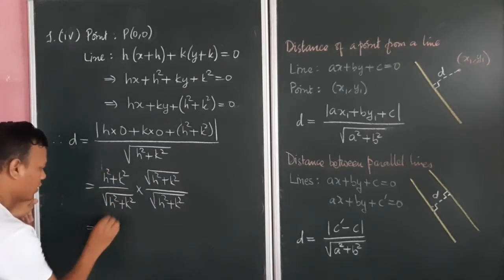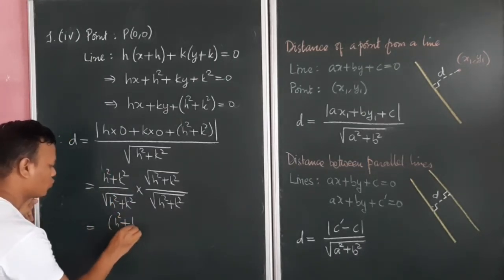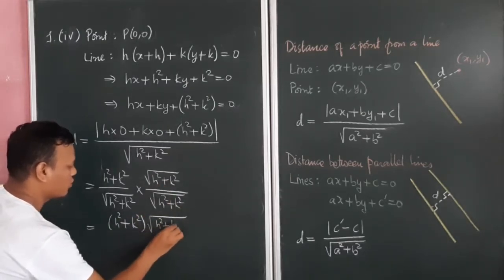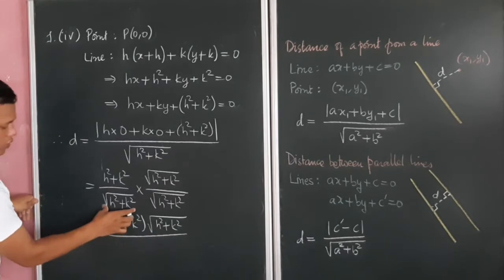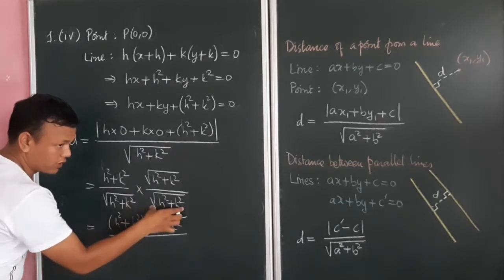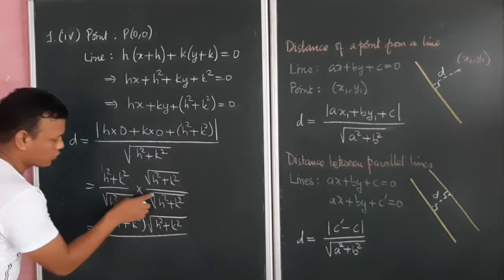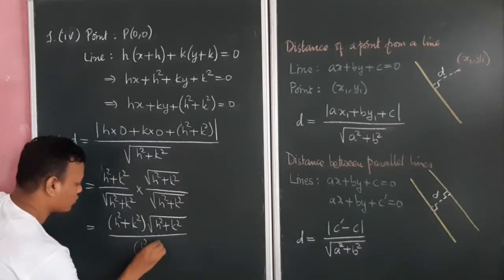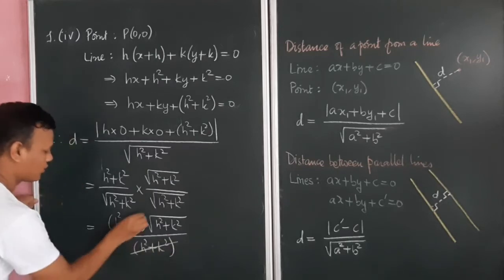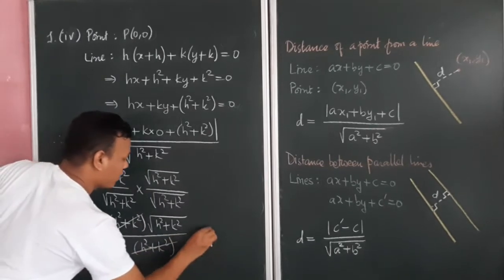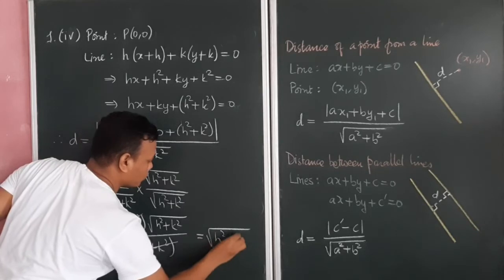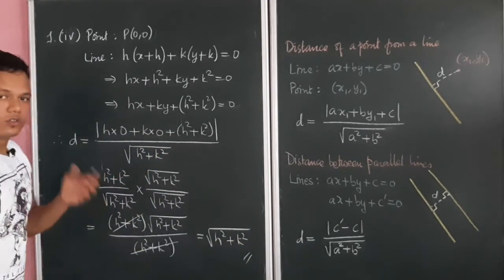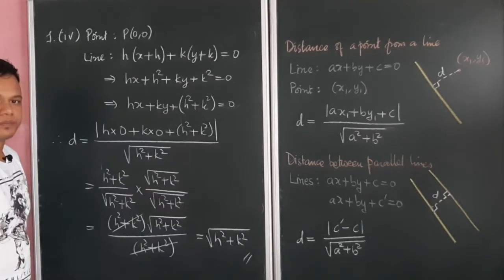So we have h square plus k square into the square root of h square plus k square, whole divided by the square root of h square plus k square into the square root of h square plus k square, which becomes h square plus k square, and the square root vanishes. So this and this get cancelled. Ultimately what is left is the square root of h square plus k square, which is the perpendicular distance. You may pause the video to note this down.